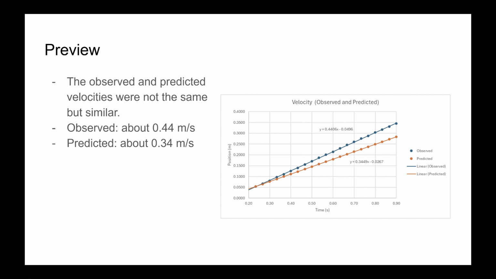So here's the preview. The observed velocity was about 0.44 meters per second, and the predicted was about 0.34 meters per second. So they are similar, but they're not exactly the same, and you can see how this worked out in the graph on the right.